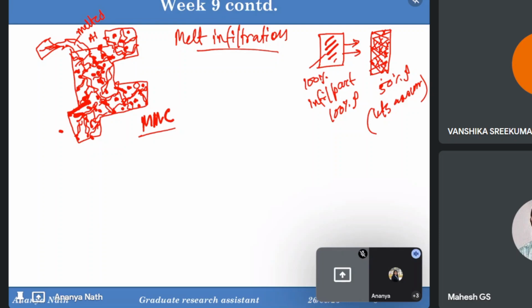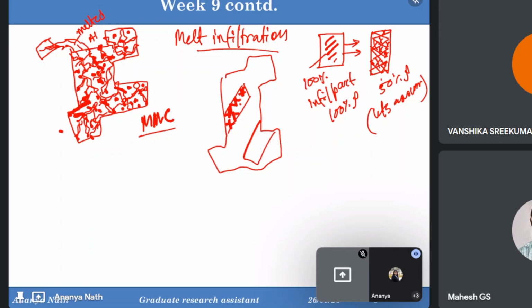Means MMCs can be many types. I'll talk about that. But before that, you have to place the reinforcement particle all over the mold. If I want this portion of the mold as MMC and this portion not, then I have to place the preform in this portion only. And this preform should sit in this portion without any support, because I cannot provide any support externally. There will be a problem. So these types of problems are there regarding the melt infiltration process, but otherwise it's a good process if you want to make a proper component with an MMC material.